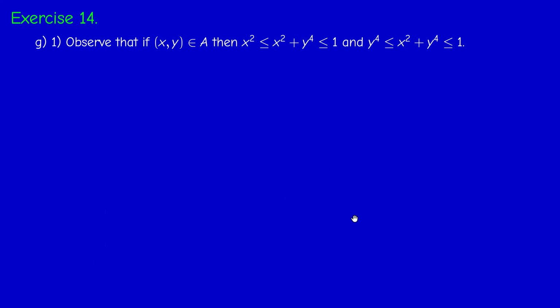And last question, we consider two subsets of R2 equipped with the Euclidean distance. The first set was the set of (x, y) such that x squared plus y to the 4 is less or equal than 1. And we have to see whether it's bounded or not.